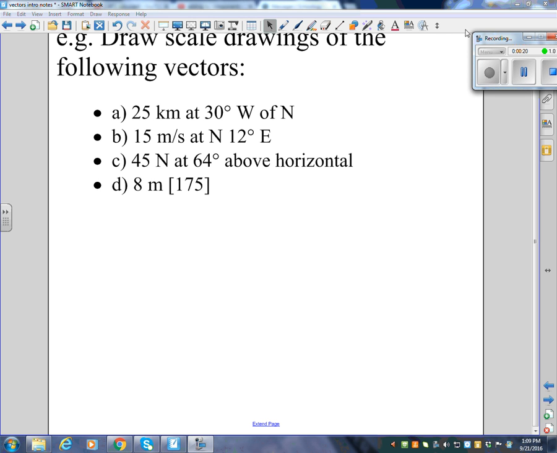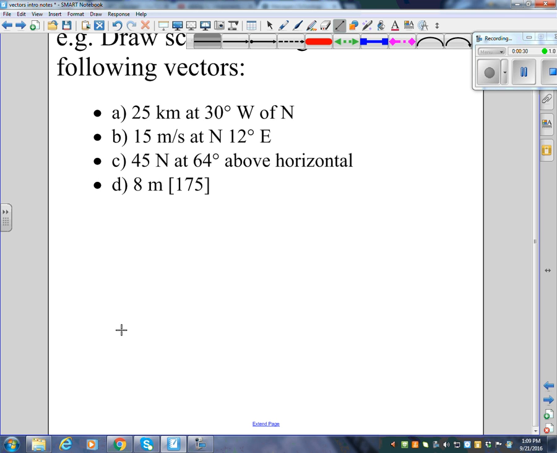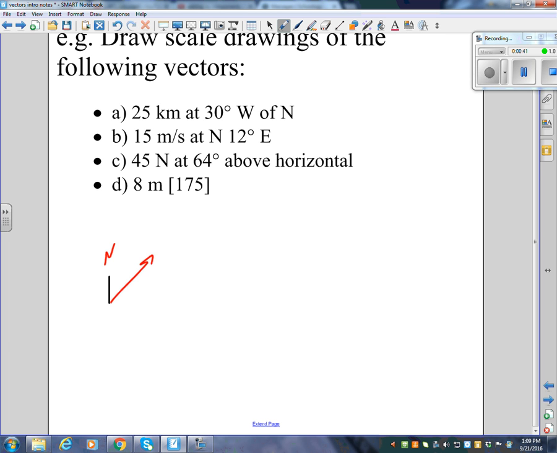Okay, so we did the first one. So the second one, did I get the answer to the second one? Okay, so 15 meters per second at north 12 east. So you draw a reference line that is north. It doesn't have to be very long. You can label it with an N if you want. North 12 east. So I look east, and how far do I go? 12 degrees. So that angle in there should be 12 degrees. Okay.